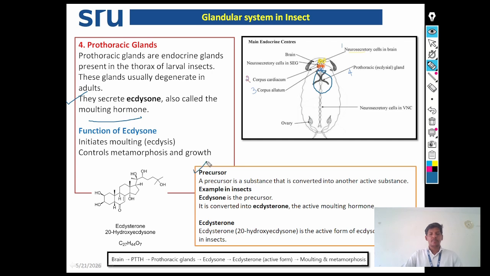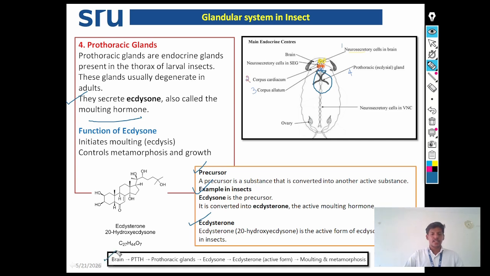See here, what do you mean by precursor? Precursor is a substance that is converted into another active substance. See the example in insects: ecdysone is the precursor. It is converted later into ecdysterone. Ecdysterone, that is the active molting hormone. Ecdysterone, 20-hydroxyecdysone, is the active form of ecdysone hormone in insects.